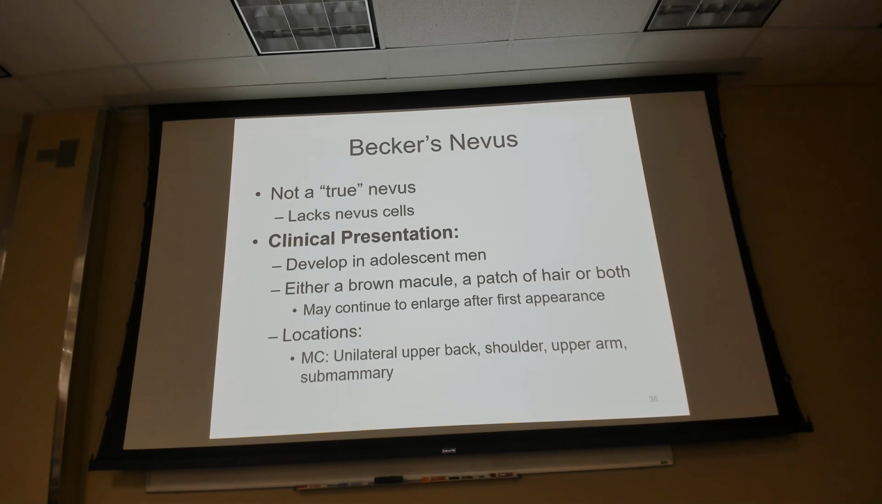Locations, it's most commonly the upper back, and it's only unilateral. It's not just going to distribute throughout. It's not a dermatome, but it would look like a dermatome, which we spoke about in the past. The only reason I'm saying that is because it's not going to be bilateral. It's only going to be unilateral. So back, shoulder, upper arm, sub-mammary, so up and under.